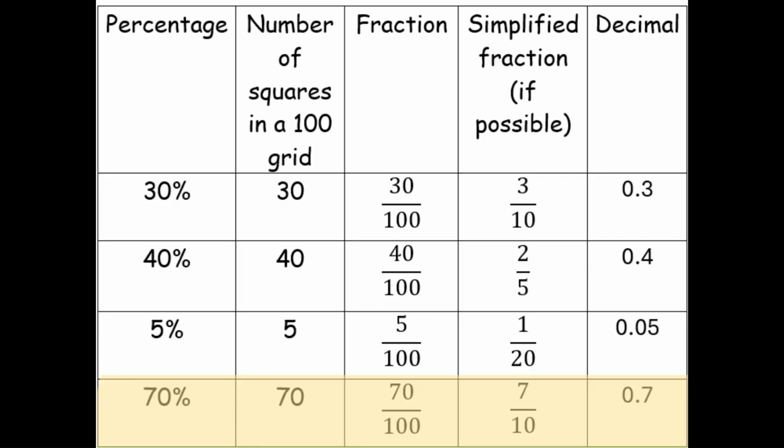70% would take up 70 out of 100 squares, which is 70/100ths, which can be simplified to 7/10ths, as they can both be divided by 10, which is their highest common factor. 70 divided by 100 is equal to 0.7.